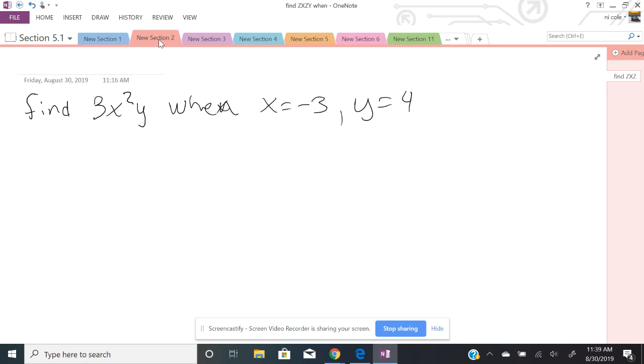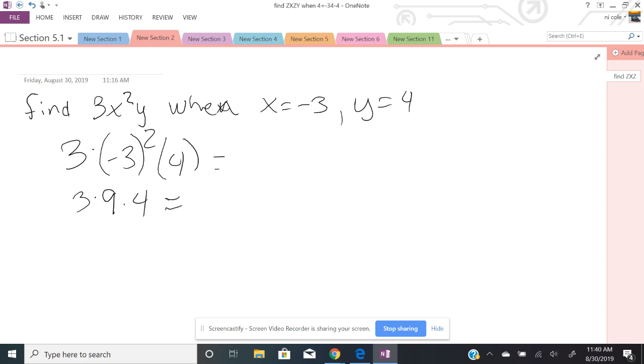With that in mind, can you find me 3x squared y when x is equal to -3 and y is equal to 4? So you come in, you replace x with -3, you're going to square it times 4. All right, so then I have 3 times -3 squared, so that's negative times a negative makes a +9 times 4. And that is equal to, I don't know, 27 times 4? Which is 108.